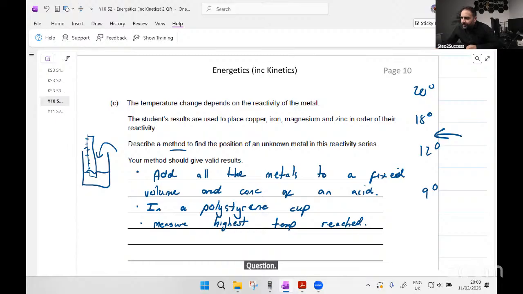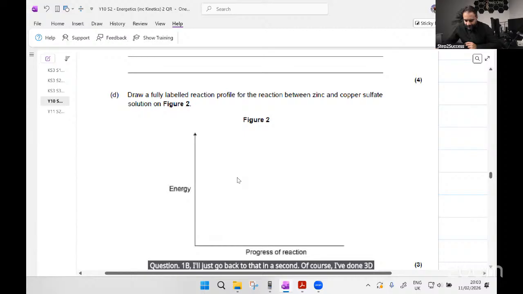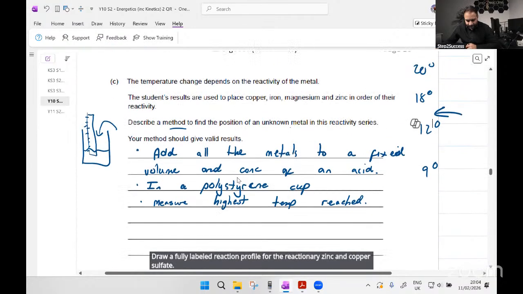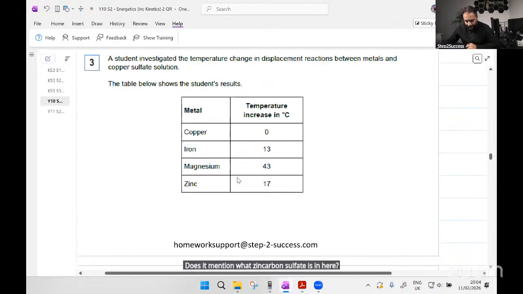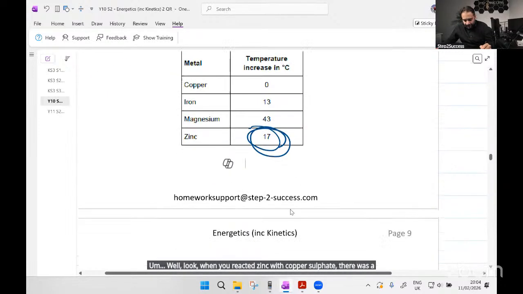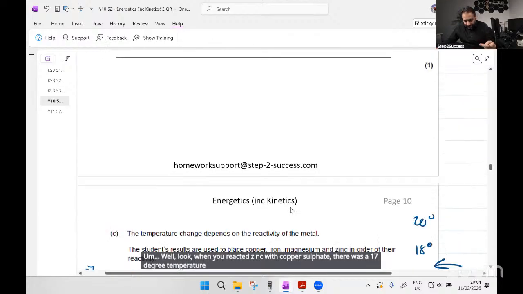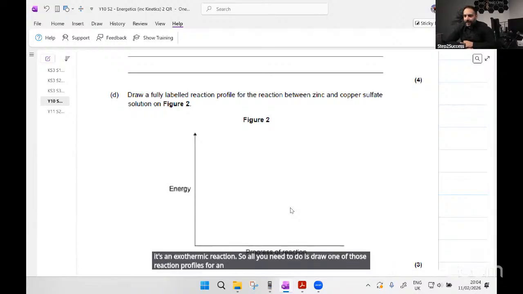1B, I'll just go back to that in a second once I've done 3D. Draw a fully labeled reaction profile for the reaction between zinc and copper sulfate. Well, where does it mention what zinc and copper sulfate is in here? Well, look, when you reacted zinc with copper sulfate, there was a 17-degree temperature increase. There was an increase in temperature, which means it's an exothermic reaction. So all you need to do is draw one of those reaction profiles for an exothermic reaction.